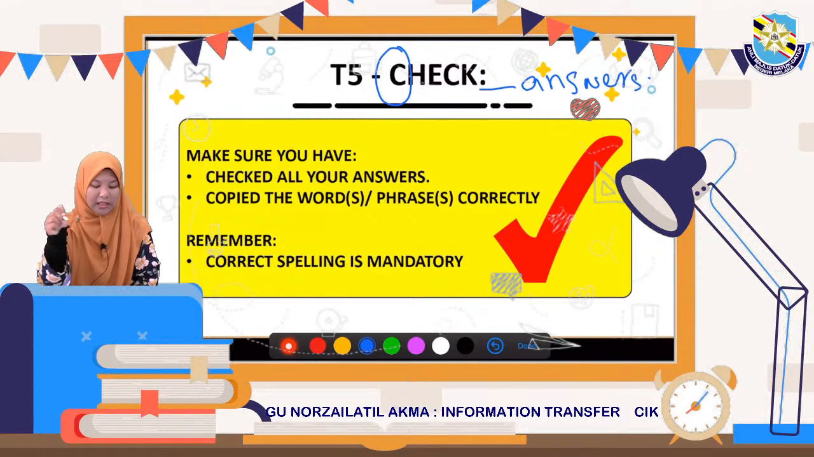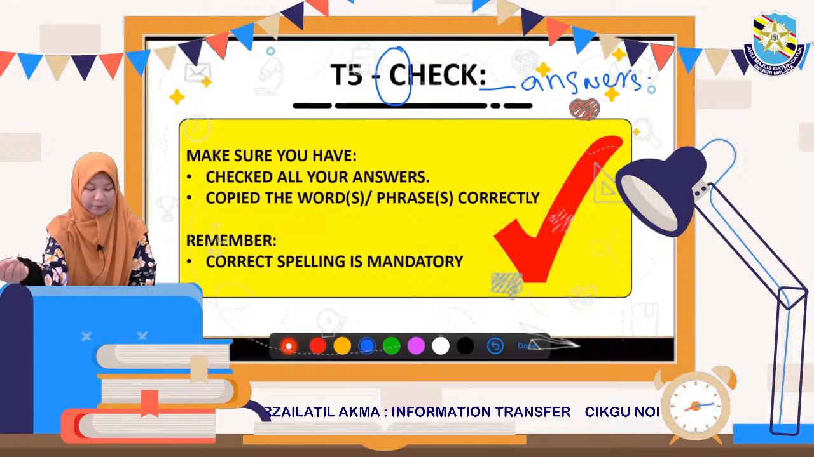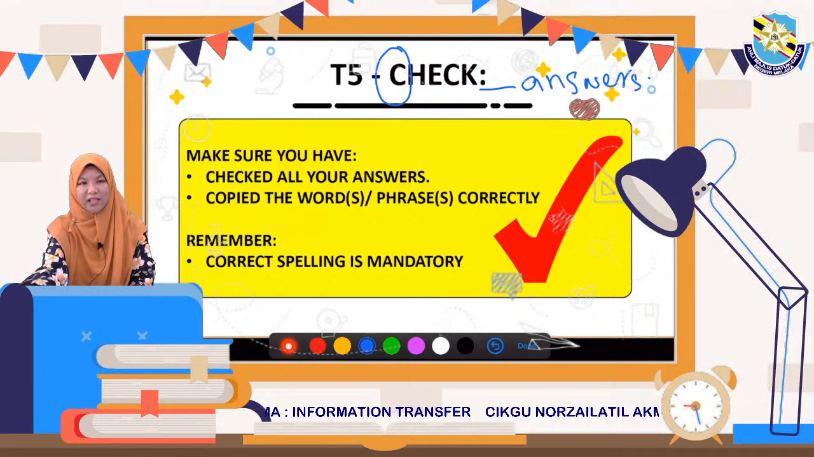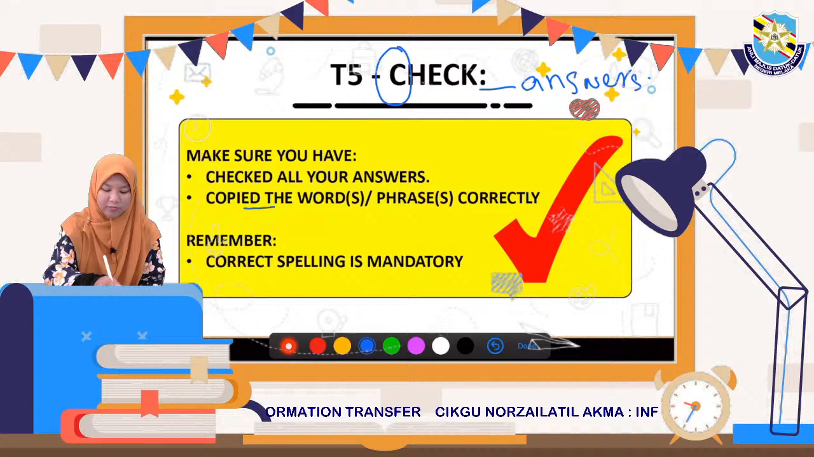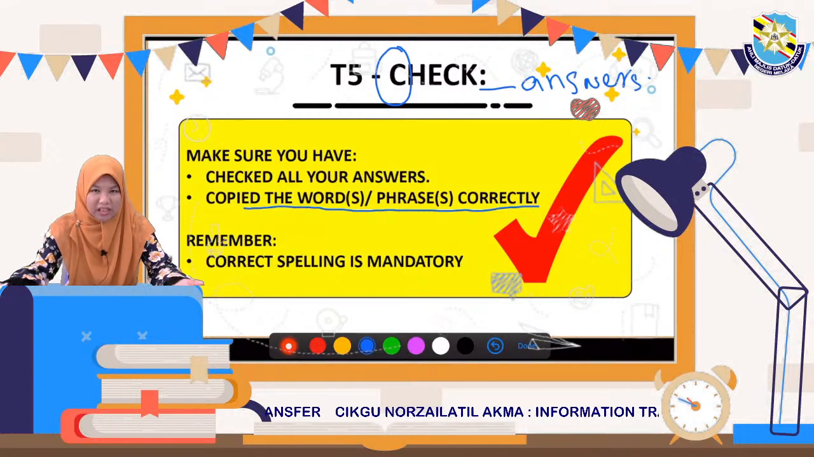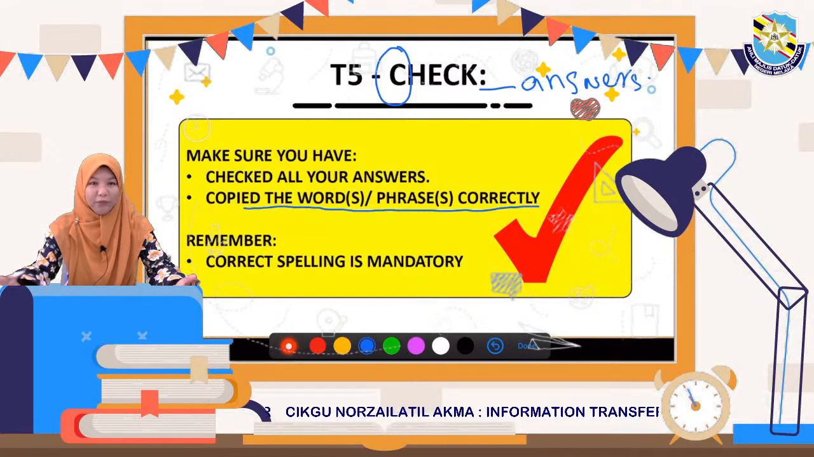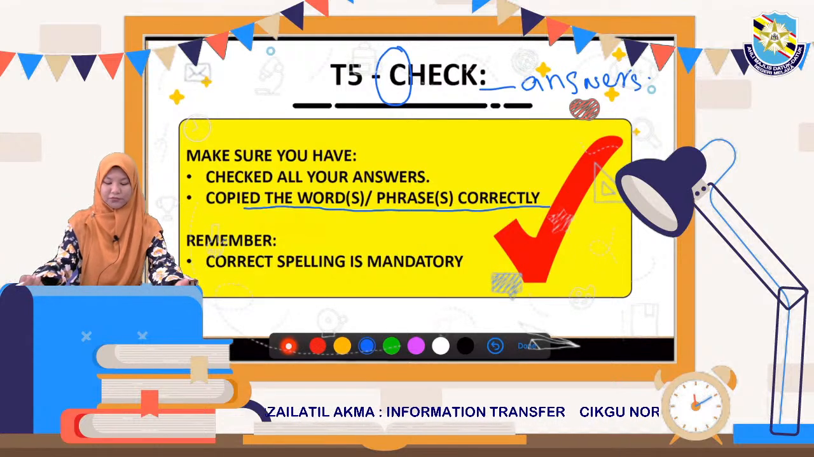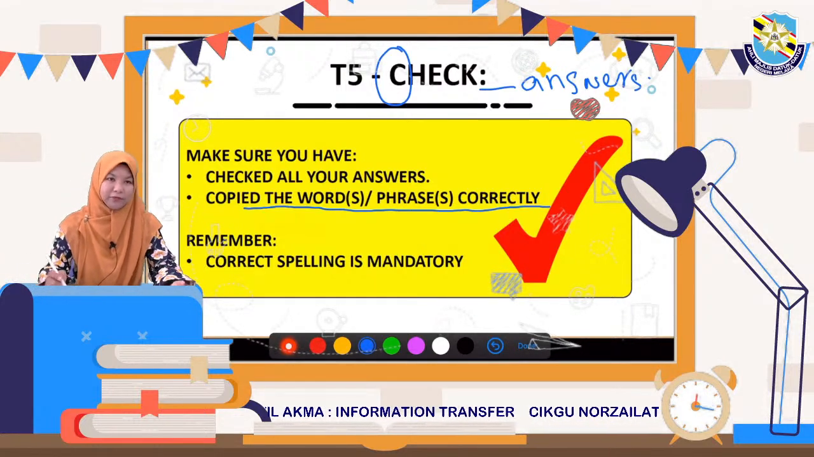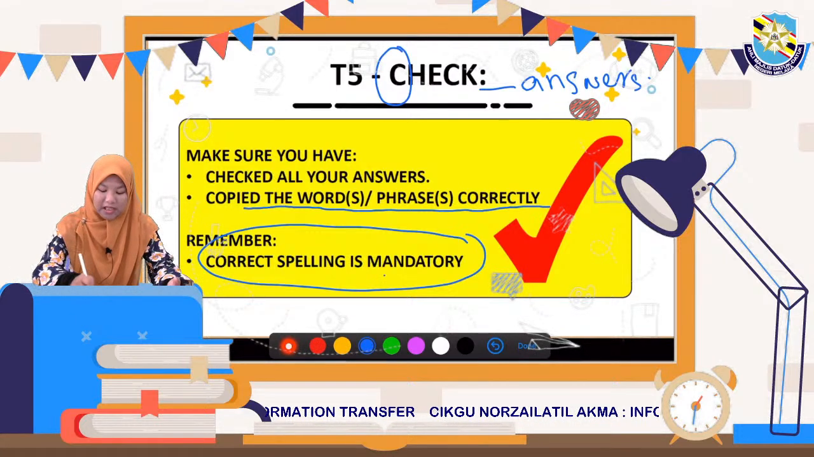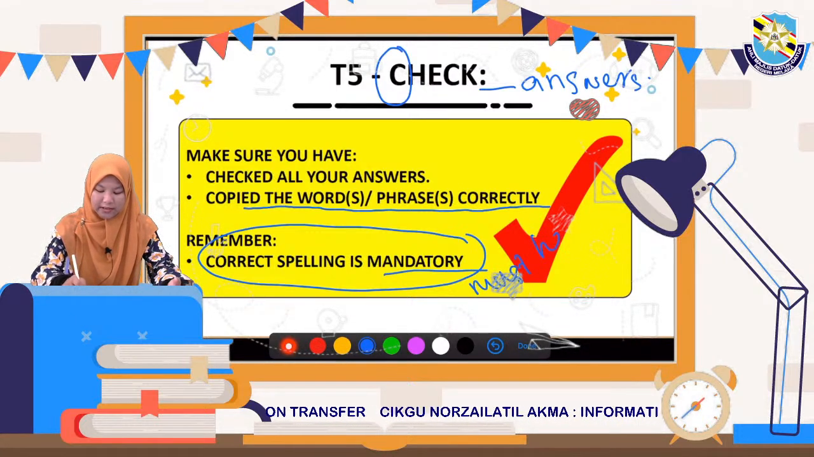Check your answer. Before you submit your test paper, make sure you have checked all your answers. Make sure you have copied the words or phrases correctly. Why do you need to make sure of this? It's copying, so it's very easy. Yes, it is very easy to copy the words or phrases, but again, it is also very easy for you to commit misspelling. For information transfer, for matching, correct spelling is mandatory. It is a must for you. Must have correct spelling.